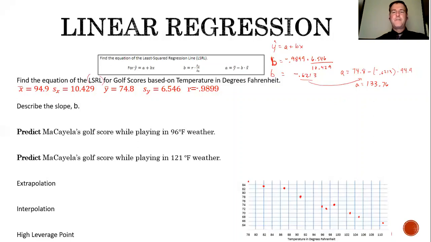And again, this line should fit these data values better than any other line. Okay, so here's what I'm going to do. I'm going to write the equation. I'm going to put my hat here like I said I would. My a is 133.76, plus, and then I'm going to put my b in, negative 0.6213x. And x is equal to the temperature in degrees Fahrenheit, and your y hat is your golf score.